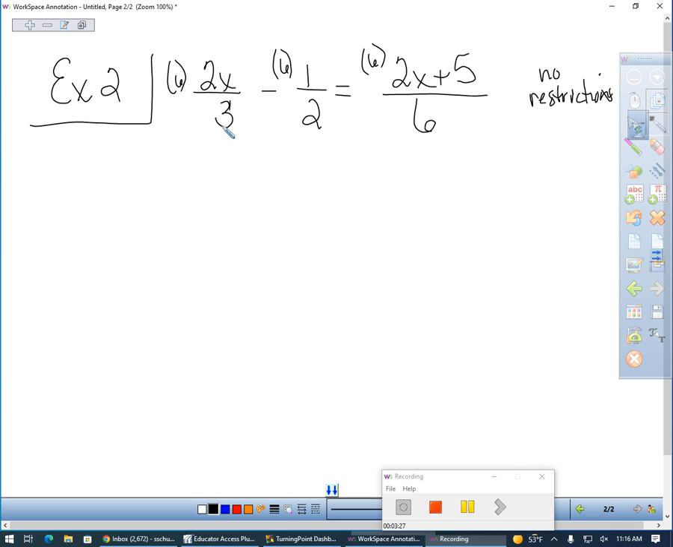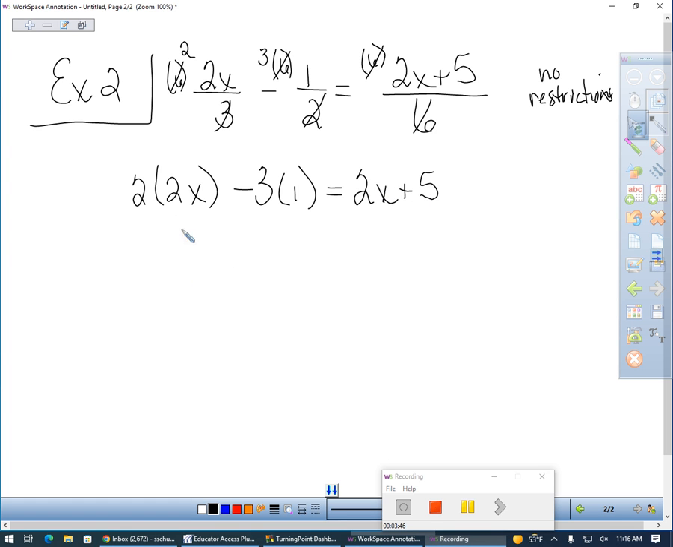In the first one, 3 goes into 6 2 times, so we're left with 2 times 2x minus, here 2 goes into 6 3 times, so we're left with 3 times 1 equals, and here 6 goes into 6, which gets rid of our denominator, and we have 2x plus 5. 2 times 2x is 4x. Negative 3 times 1 is negative 3 equals 2x plus 5.